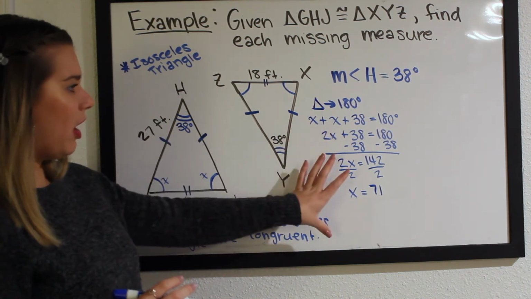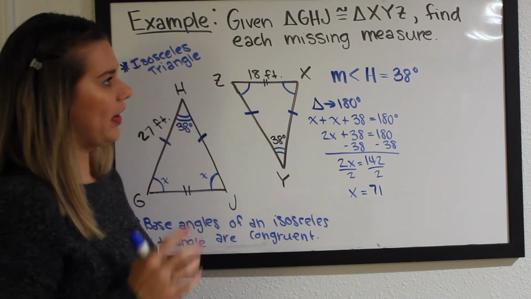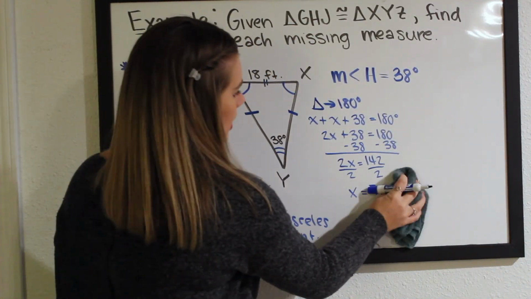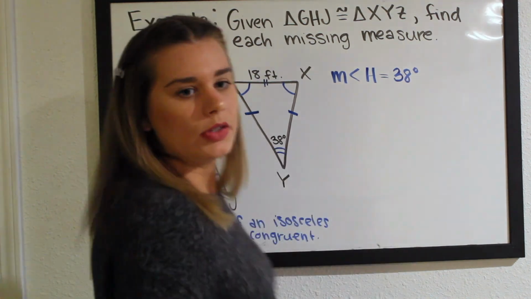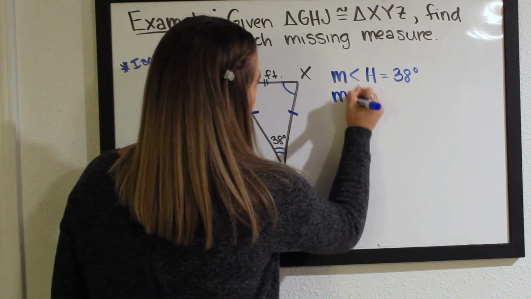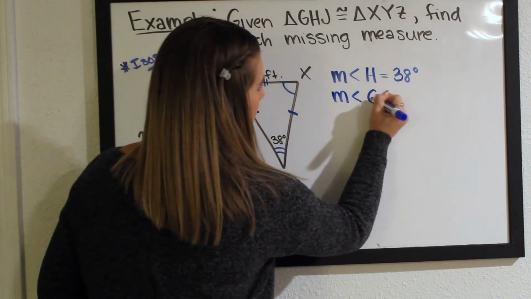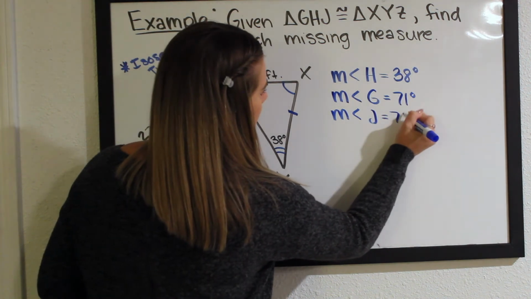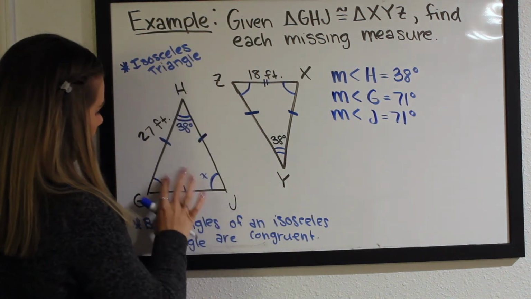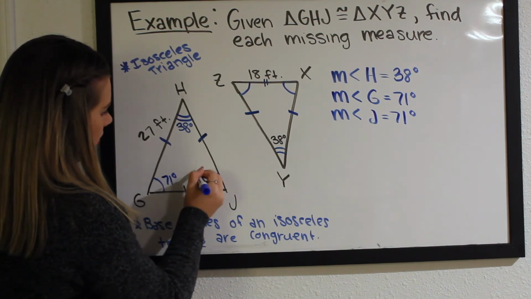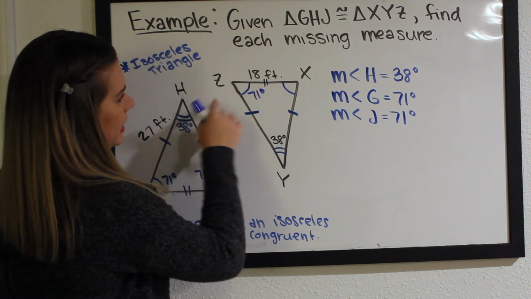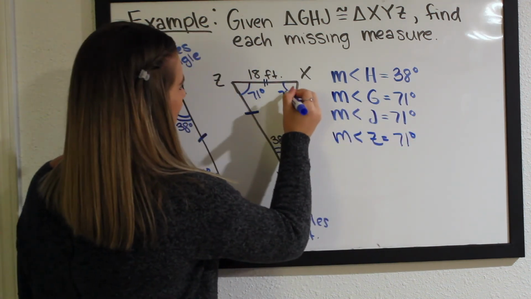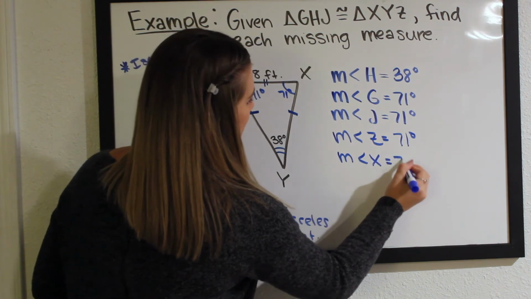If you need to pause and go through this, I'm going to erase my work there because I want more room to write down all of the measures of everything. So we know now that the measure of angle G is 71 degrees. We know the measure of angle J is 71 degrees. I'll write these in here too. The measure of angle Z is 71 degrees. And finally, the measure of angle X is 71 degrees.